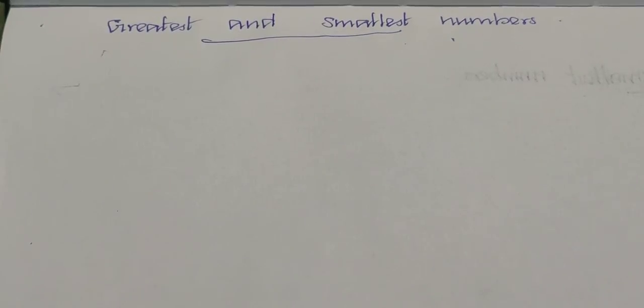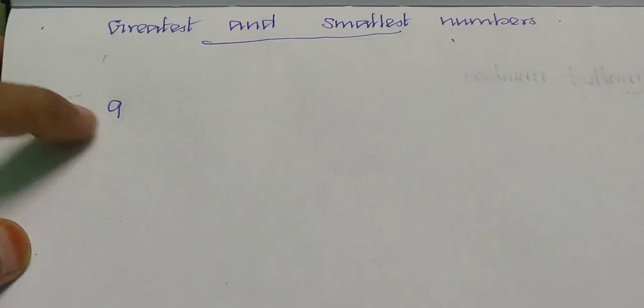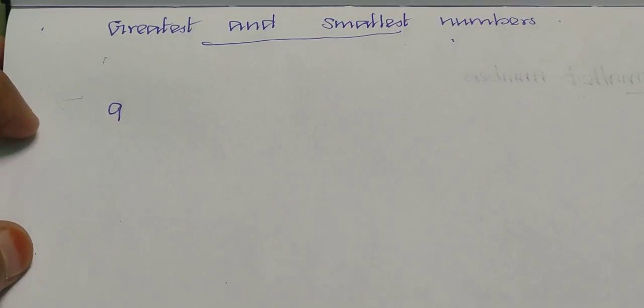The next topic we are going to learn is about the greatest and smallest numbers. Do you know which is the greatest one-digit number? The greatest one-digit number is 9.